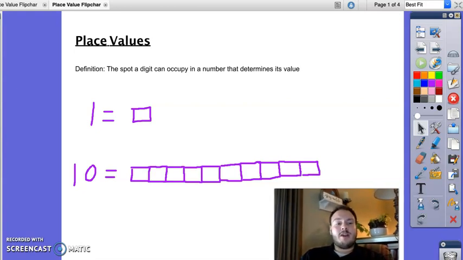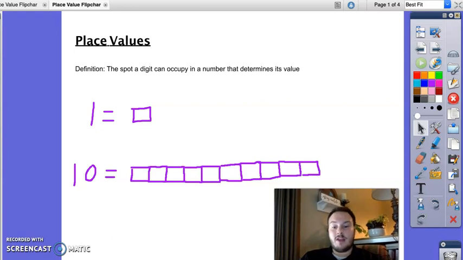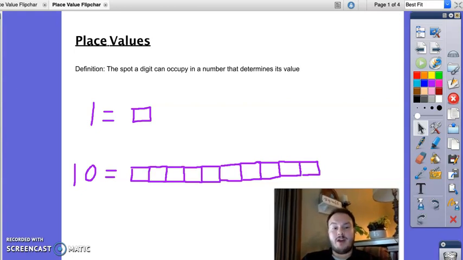So, for what place values actually are, place values are the spot a digit can occupy in a number that determines its value. Whenever I'm talking digits, I am talking the numbers 0, 1, 2, 3, 4, 5, 6, 7, 8, and 9. Those are all the digits that you will currently need to use, and you can only put one of those digits in a specific place value.